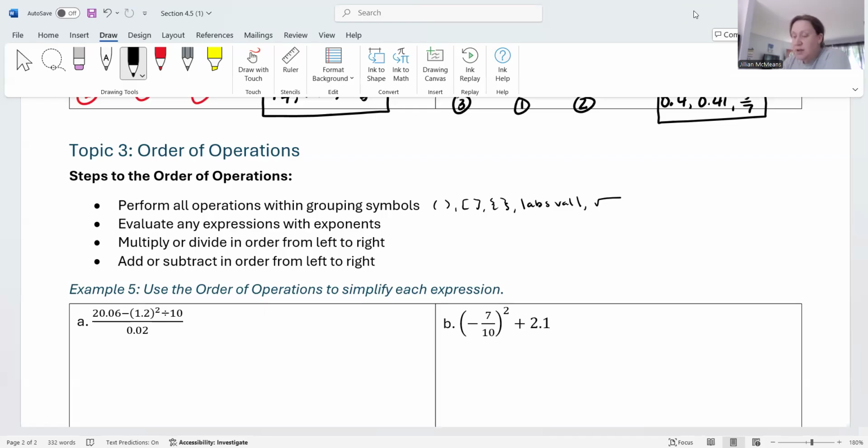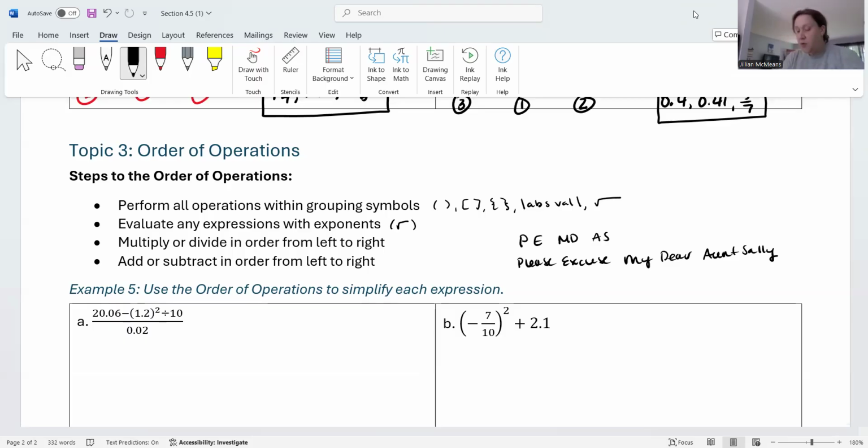Next, we want to evaluate expressions with exponents. You'll sometimes also put square roots here. If you just have a plain old square root, you can do that in step 2. Step 3 is to multiply or divide in order from left to right. And then finally, the 4th step is add or subtract in order from left to right. We will frequently use PEMDAS, or Please Excuse My Dear Aunt Sally, as a way to remember the order of operations.